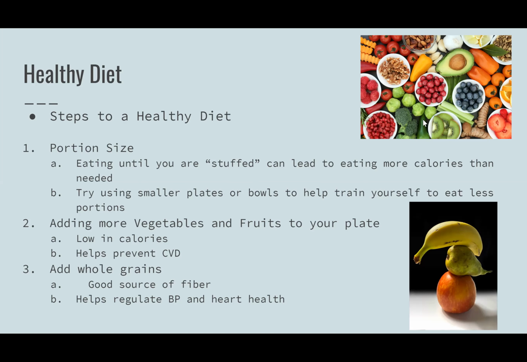Third would be adding whole grains to your diet. Whole grains are good sources of fiber and other nutrients that play a role in regulating blood pressure and heart health. And you can increase the amount of whole grains in a heart healthy diet by making just some simple substitutions for refined grain products. You can also be adventurous and try a new whole grain, like whole grain farro, quinoa, or barley.